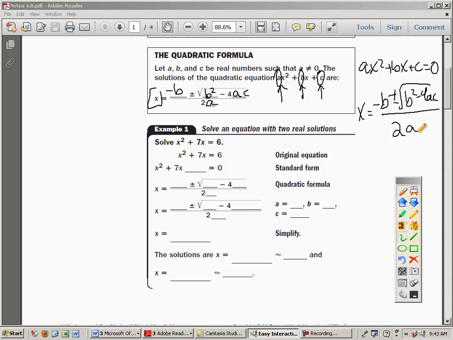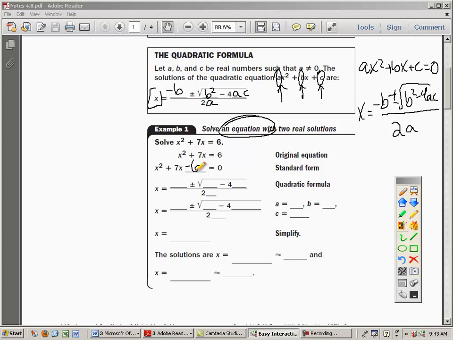Let's try an example here. We have x squared plus 7x equals 6. Remember, to solve any quadratic equation, we have to make it equal to 0. So we're going to subtract 6 from both sides, and this becomes x squared plus 7x minus 6 is equal to 0. We have to have all the terms on one side, and it has to be equal to 0. If it's not equal to 0, you can't use the quadratic formula. Really, the only one that you would do that with is with square roots, but we'll get back to that in just a little bit.